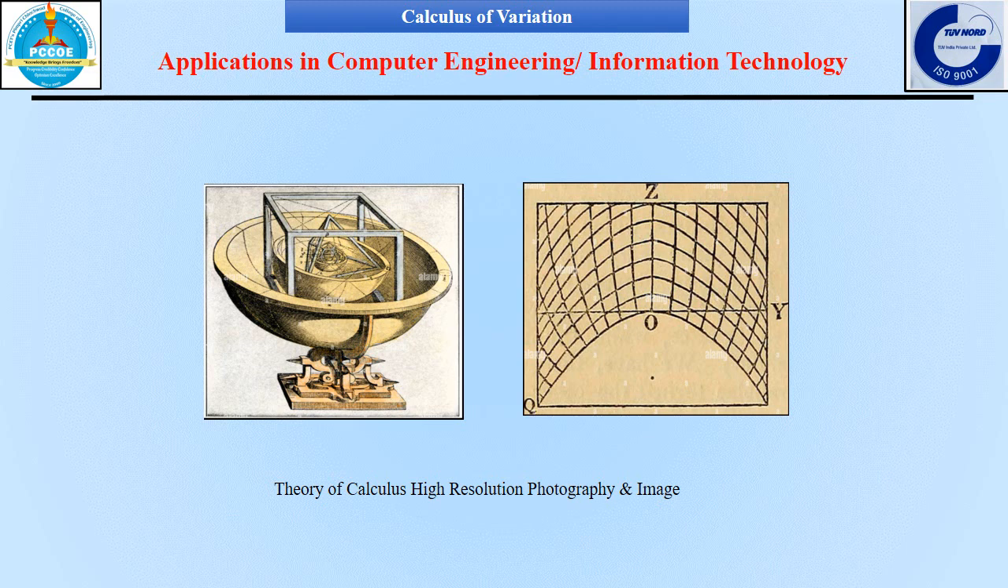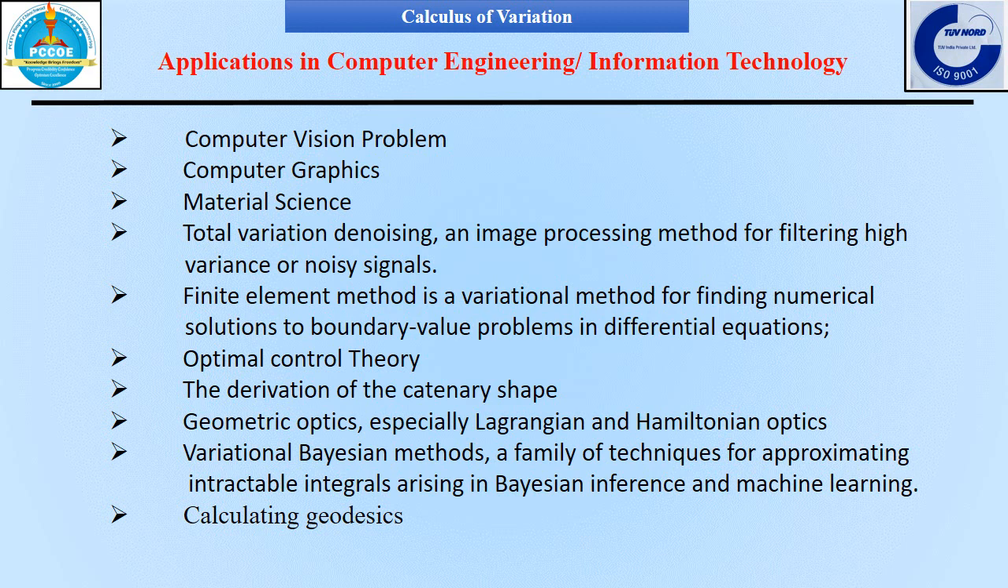Calculus of variation is also used in resolution photography, and some applications are listed here, such as computer vision problems, computer graphics, total variation denoising, optimal control theory, and calculating geodesics. So students are supposed to go through the applications in detail. A few are listed here, and choose your elective accordingly. Thank you.